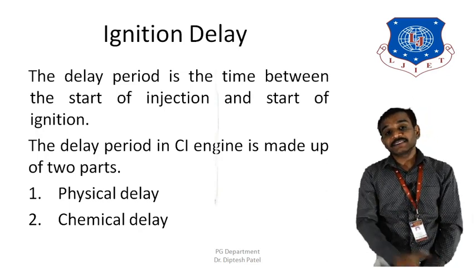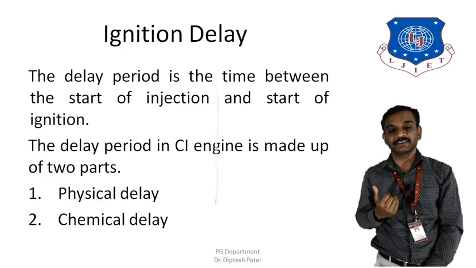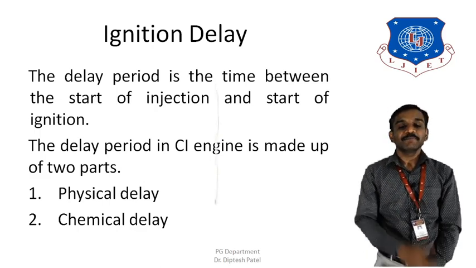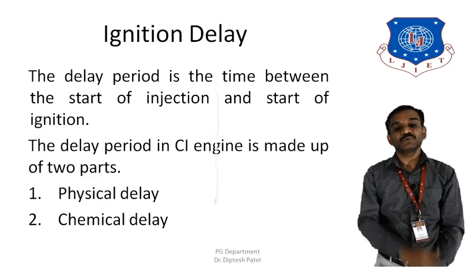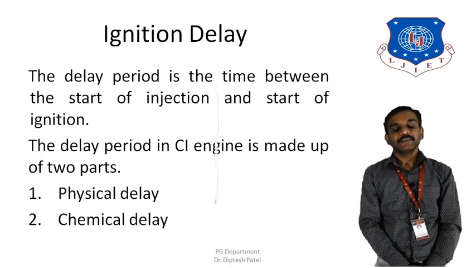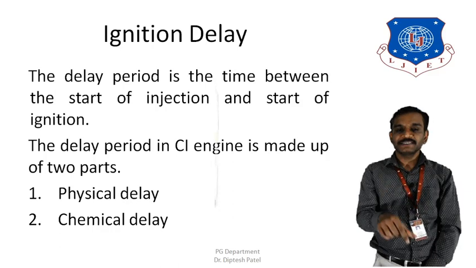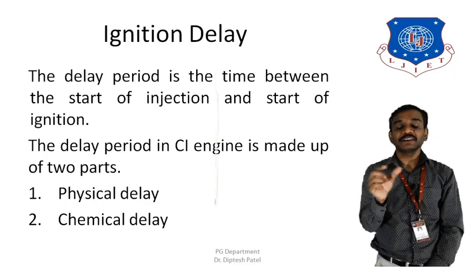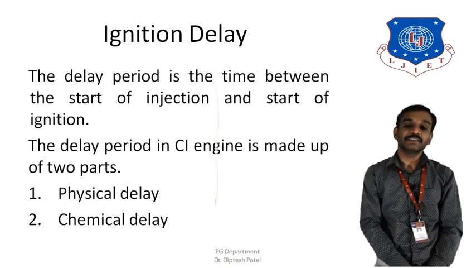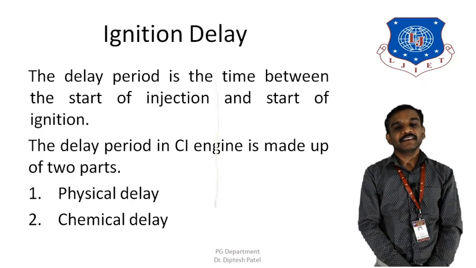Now why does this ignition delay take place, and what are the factors? How would you divide the ignition delay into two different categories? Basically ignition delay occurs because the ignition does not start instantaneously, and it is divided into two categories: physical delay and chemical delay. Physical delay is because of the atomization and vaporization of the fuel. It requires some time to atomize into small droplets and to vaporize in the heated air. That is the physical delay, and the chemical delay depends on the chemical nature of the fuel.